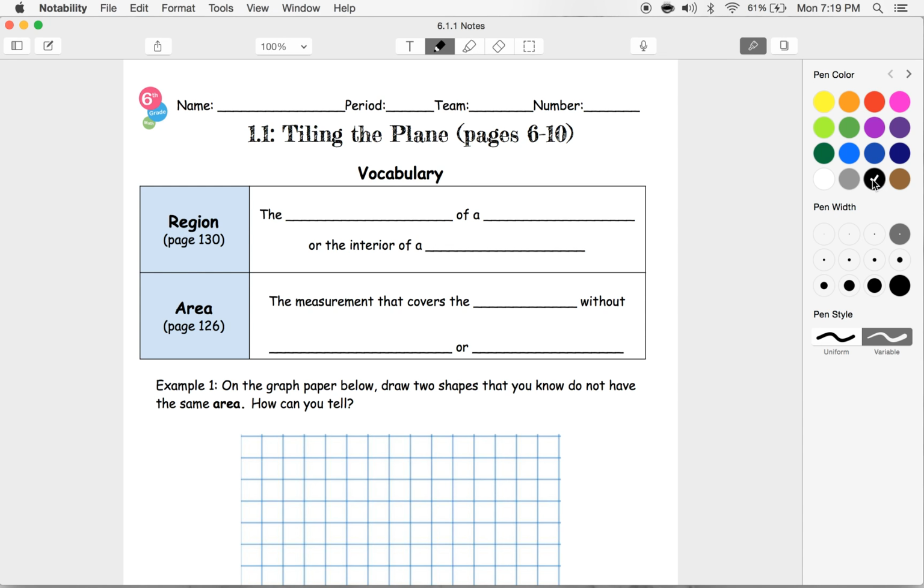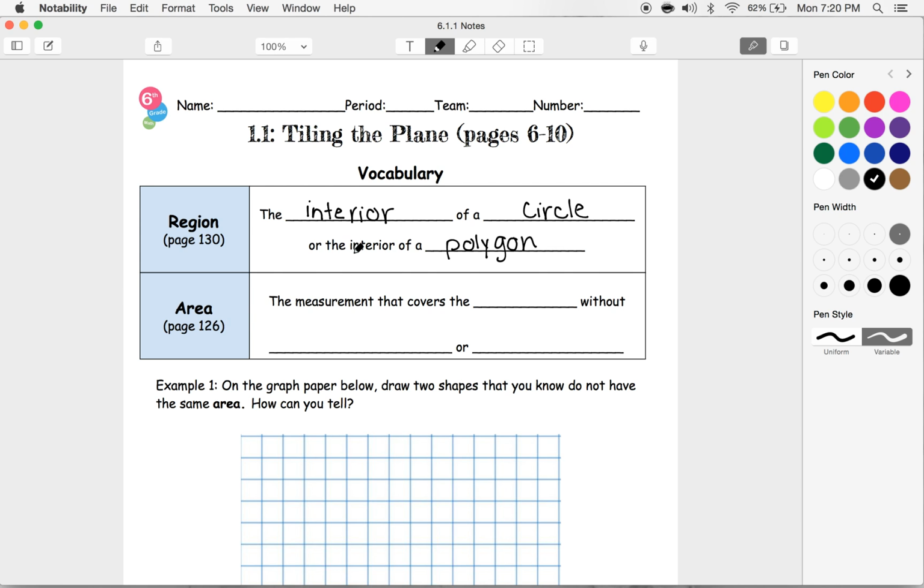Everyone. So today we're going to review some of the things that we talked about from section 1.1, tiling the plane. So the first vocab word we talked about was region. And region is the interior, or inside, of a circle or the interior inside of a polygon.